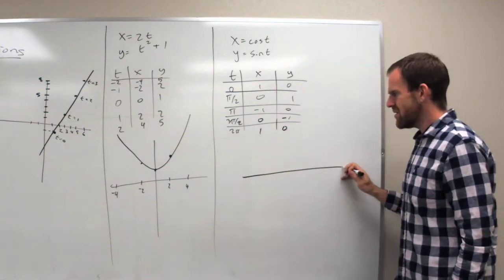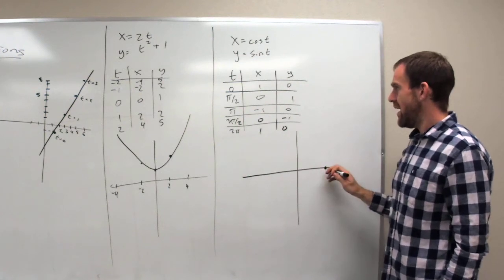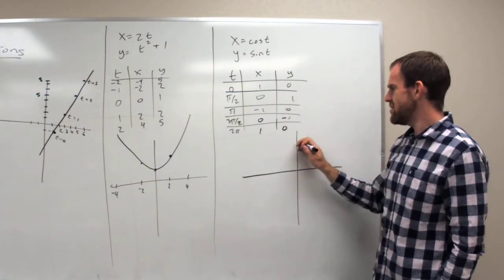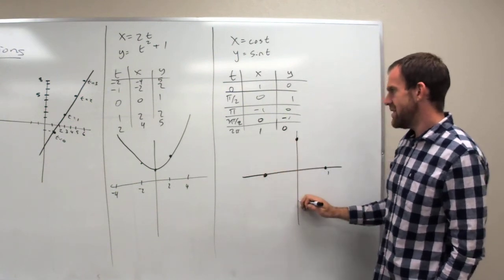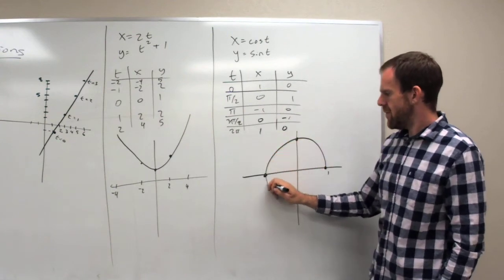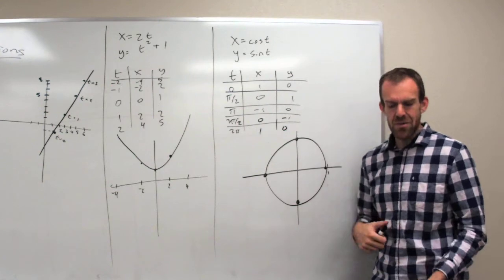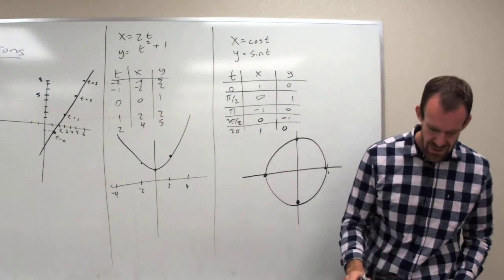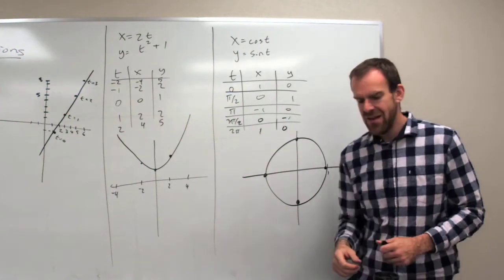So what does this function look like? Well, at t equals 0, it's right here. At t equals pi over 2, it's up here. At t equals pi, it's down here. At t equals 3 pi over 2, it's down here. So it most likely looks like a circle. If you wanted to know for sure, you could plug it into your calculator, or you could plug in more points. So that does in fact make a circle.